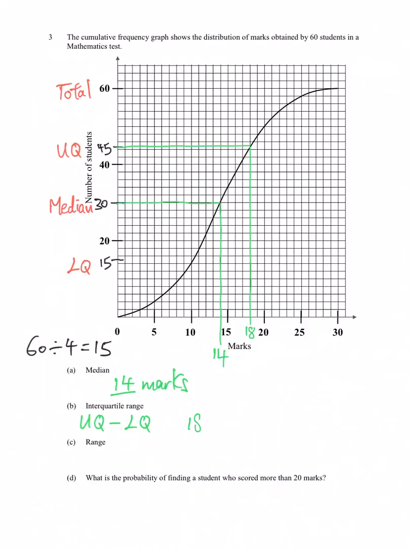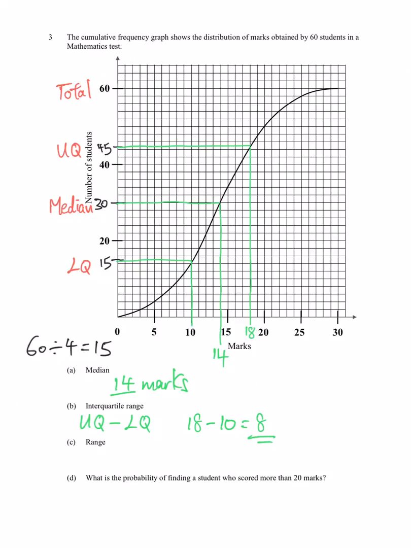So we have 18 minus, now we look at the lower quarter. Lower quarter is from 15, so I'm going to draw the line out from 15, hit the graph, bring it down, and it's 10. So the lower quarter is 10. So upper quarter minus the lower quarter, you will have 8 marks for the interquartile range.